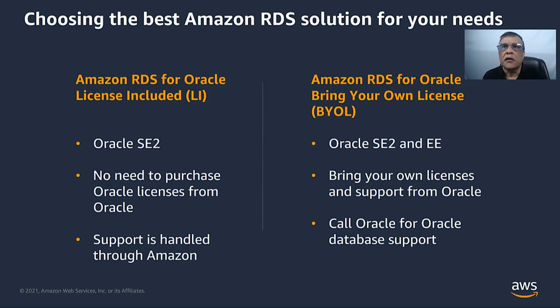The second option is to bring your own license that you have directly purchased from Oracle. Maybe you are using it for running a database on-prem. Then those licenses can also be brought over to Amazon and used to run the Oracle database in Amazon RDS. In this particular case, since the licenses are purchased from Oracle, the support also goes through Oracle support.